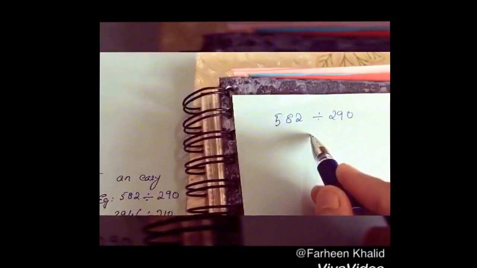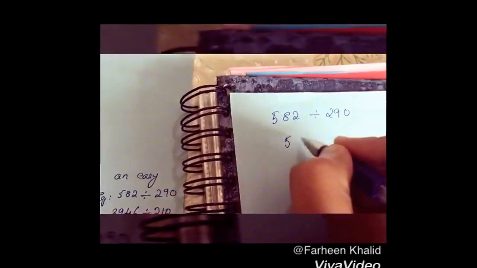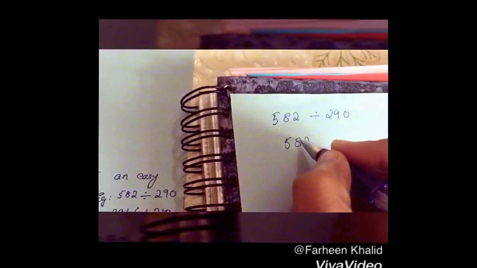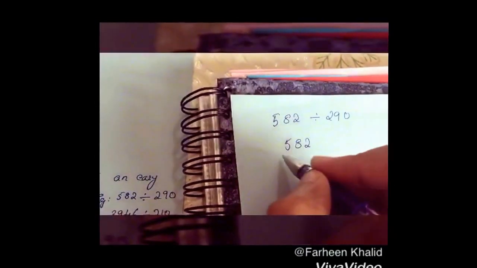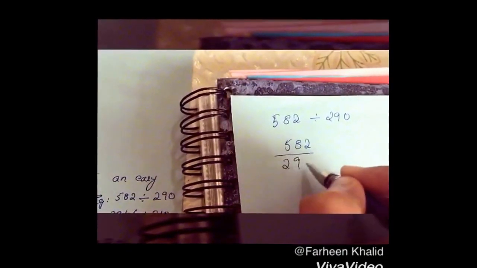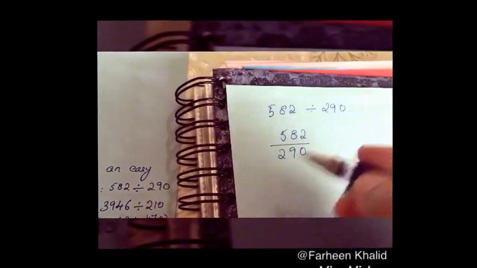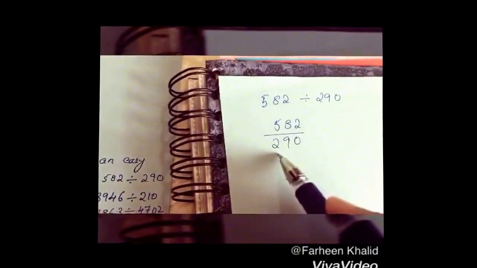Doesn't that sound really drastic? I mean, you can't really do it mentally, can you? You can't. And even if you do it by the traditional method, it's going to take a lot of time. It's a 3-digit number divided by a 3-digit number. Okay, so now we do this.